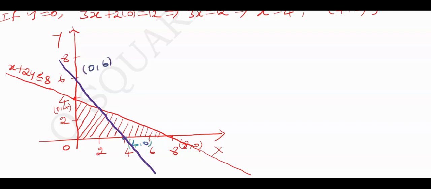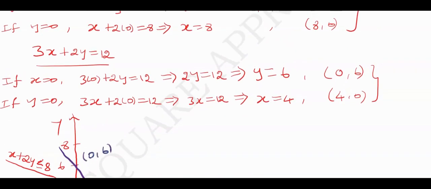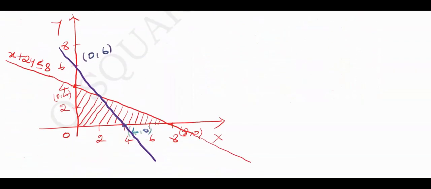And the name of this line is 3x plus 2y which is equal to 12, corresponding to the constraint 3x plus 2y less than or equal to 12. That's why we'll write less than or equal to 12. For this line also we have less than or equal to sign, so we have to set the region towards the origin from this line. So origin is here, this is the origin. You have to set like this.